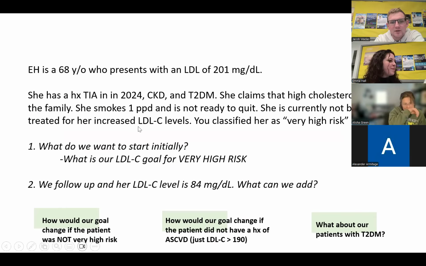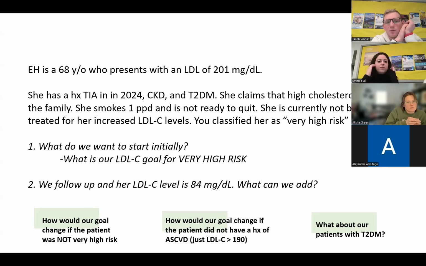All right. Yep. So now we're going to be talking about the goals for our LDL. So EH is a 68-year-old who presents with an LDL of 201. She has a history of TIA in 2024, CKD, and type 2 diabetes. She claims that high cholesterol runs in the family. She smokes 1 pack per day and is not ready to quit. She is currently not being treated for her increased LDL levels. You classified her as very high risk.